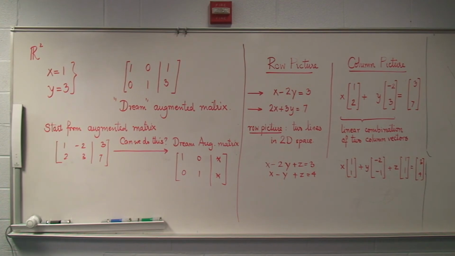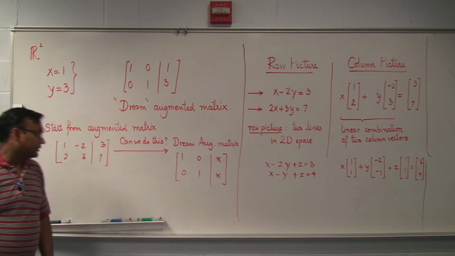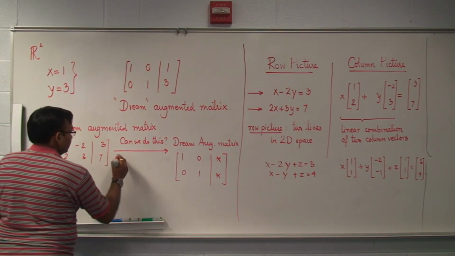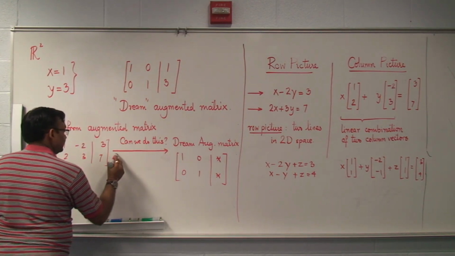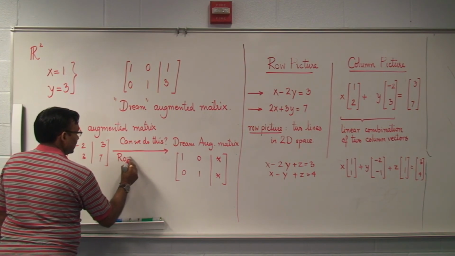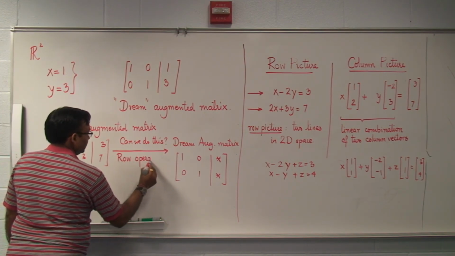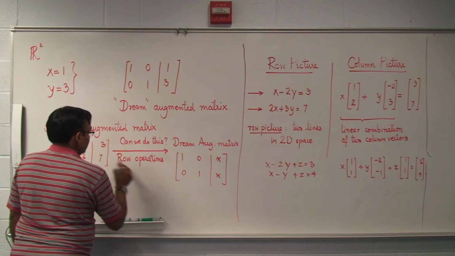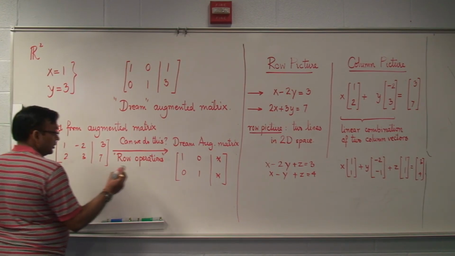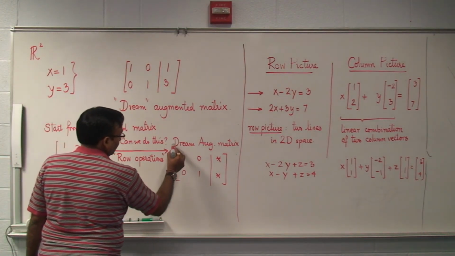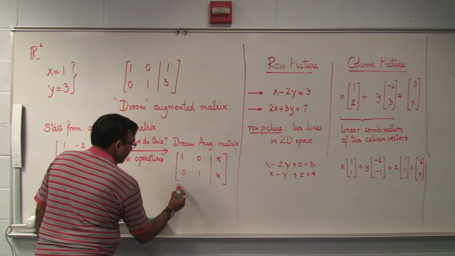So there are a couple of obstacles on our way. Question is, what do you mean by can you take this and convert it to that? We will call that reducing the matrix. And the way we are going to achieve it is by doing something called row operations. That we will learn in the next lecture. What exactly are row operations? Once we understand what it means to do a row operation, we will reduce it to our dream augmented matrix, and we will have a name for it.